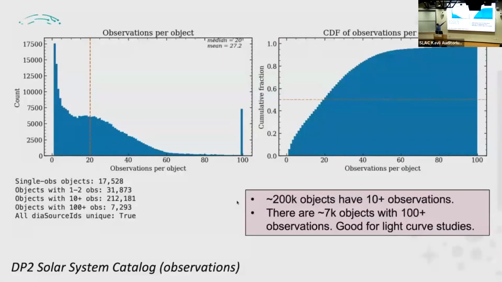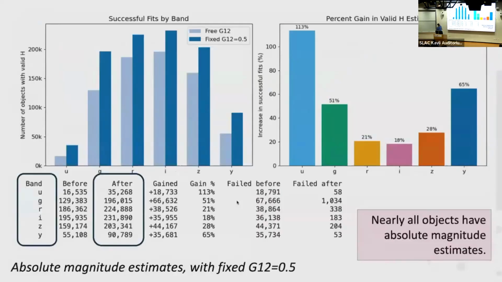So if we then zoom into that plot on observations per object, about 200,000 objects have more than 10 observations. So that is here. And there are about 7,000 objects that have more than 100 observations. So for these 7,000, you can probably go and fit periods. Virtually all objects have absolute magnitudes determined in Rubin bands.